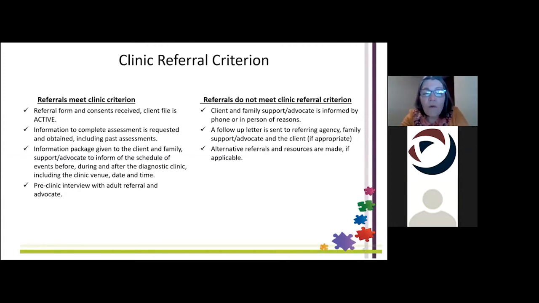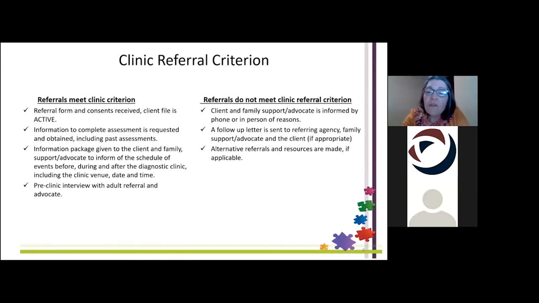And often with older youth or adult clients, we do ask that there's a support or advocate just to be able to be informed of the schedule, the events before, during, and after the diagnostic clinic, including all the logistics of where the clinic's going to take place, the date and the times. A pre-clinic interview is often conducted with any adult referrals and their advocates.